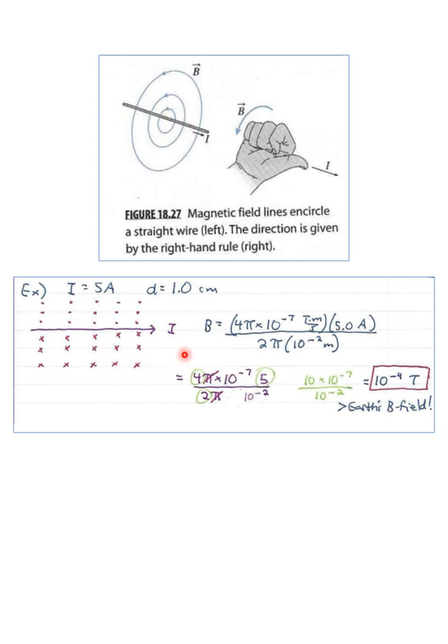Magnitude is mu naught, so 4 pi times 10 to the negative 7 times the current divided by 2 pi and the distance of 10 to the negative 2 meters. And so we work through that, and we get 10 to the negative 4 Teslas, which is actually greater than the Earth's magnetic field. So it would deflect a compass away from Earth's magnetic field.